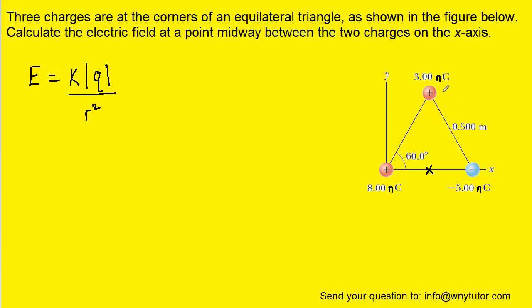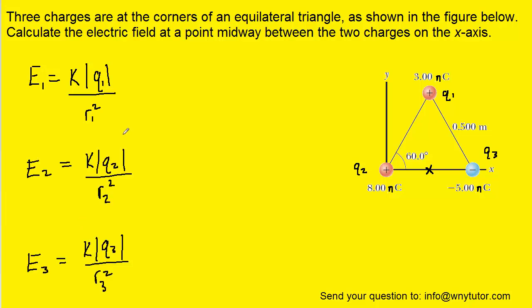It's going to be useful to go ahead and label each charge, and so we can call this charge Q1, this one here Q2, and then the negative charge can be called Q3. And since there are three charges, we're going to have to make the calculation 3 times. So let's set up the equation 3 times.